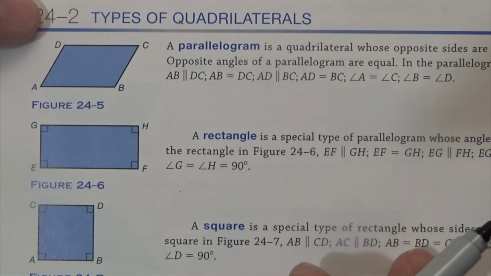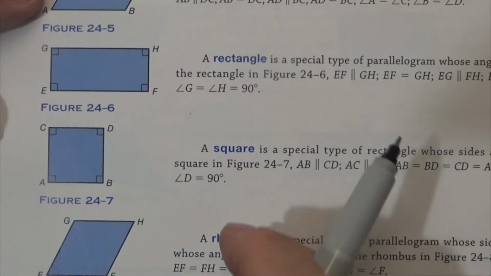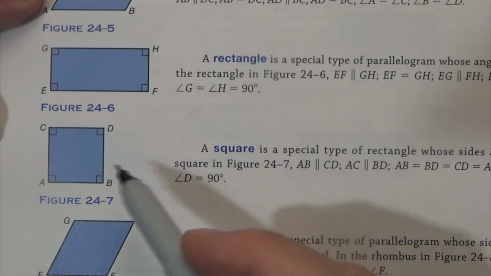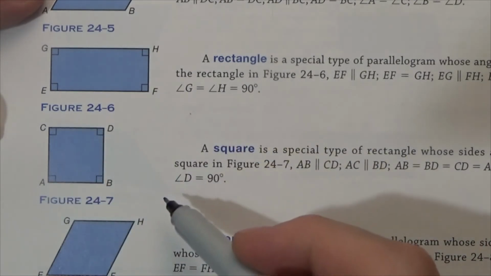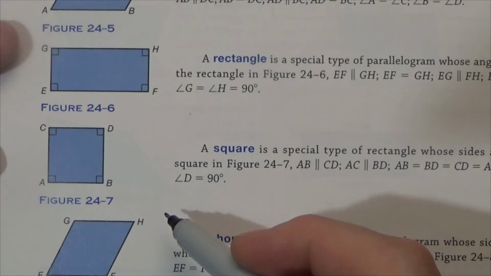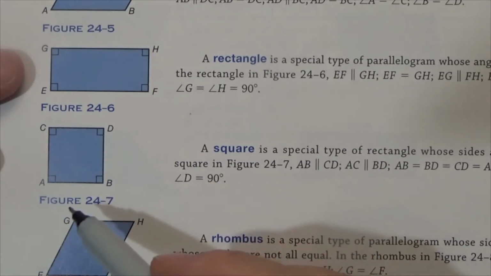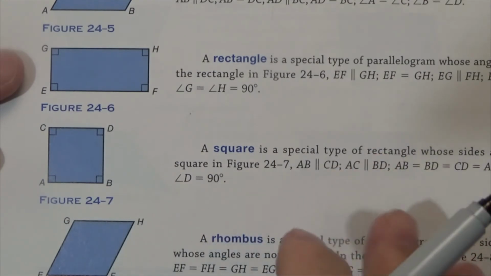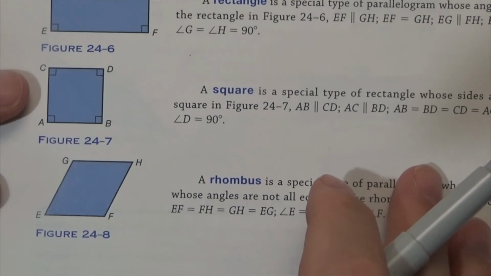All right, so let's go to a square. A square is a rectangle because it's a parallelogram in which all of the angles are 90. So it is a rectangle. However, it's a little bit more specific because not only are all of the angles 90, all of the sides of a square are the same. Okay, and then we go to a rhombus.